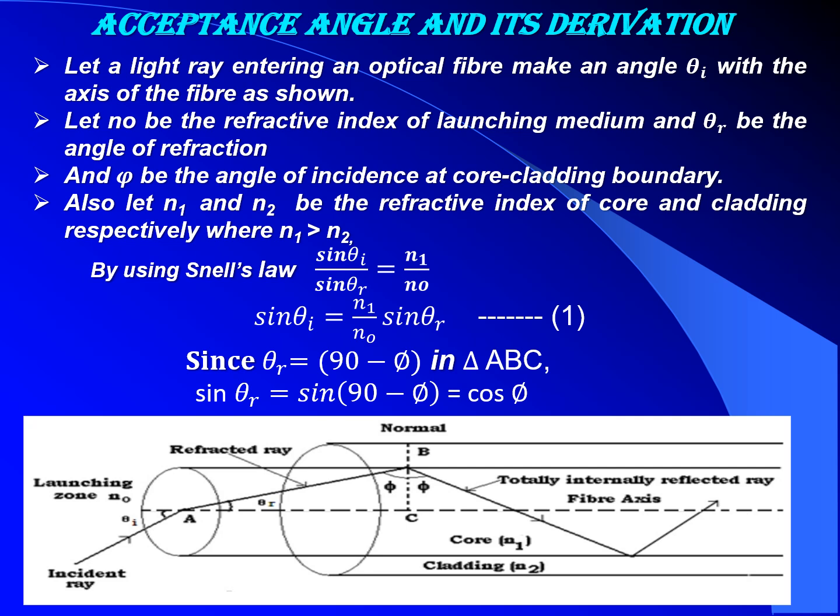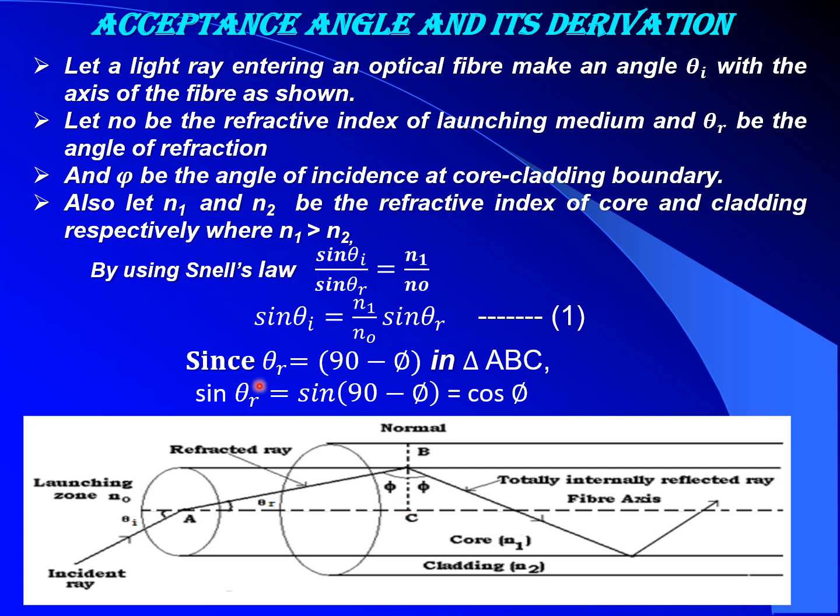Initially the light ray is incident at an angle theta I in the outer medium with the axis of the fiber. Let n naught be the refractive index of the launching medium, theta r be the angle of refraction, and phi be the angle of incidence at the core to cladding boundary. Let n1 be the refractive index of core and n2 be the refractive index of cladding. Here this is cladding, this is core, this region.